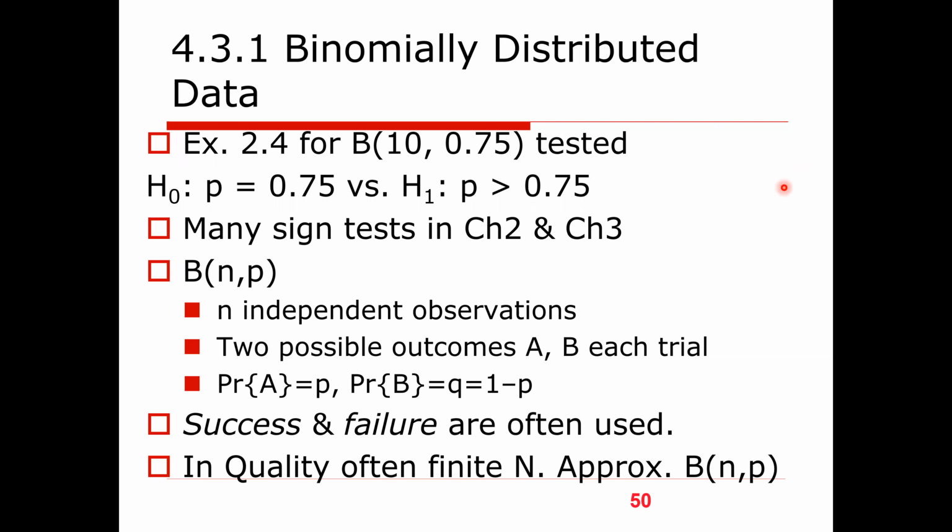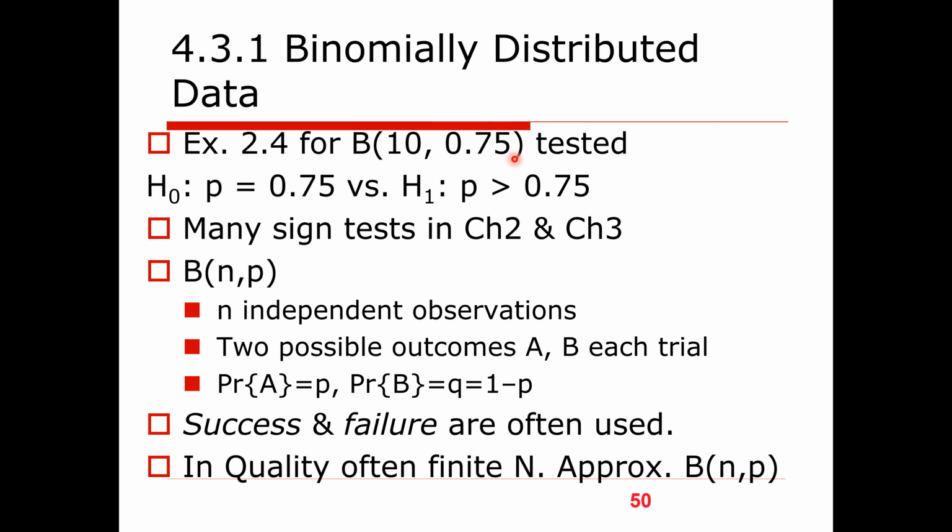So to proceed about how to deal with the dichotomous data, how to use the binomial distribution to analyze the dichotomous data, let's first review our example 2.4 in chapter 2, and then review some about binomial distribution. In example 2.4, we had a binomial distribution. Remember, we have a 10 observation sample, and for each observation, there's 75% probability to get one of the results.